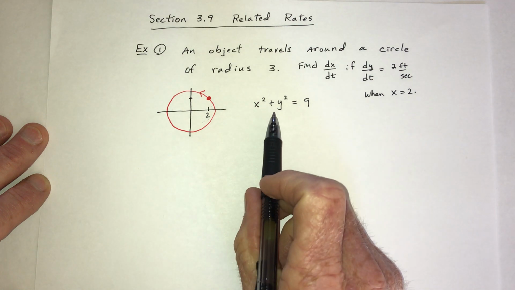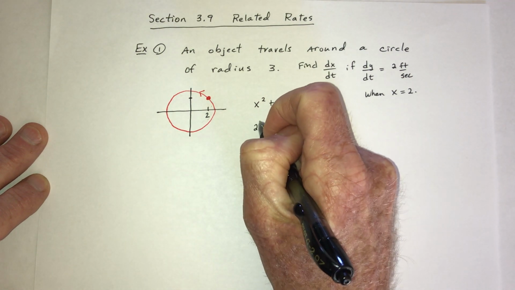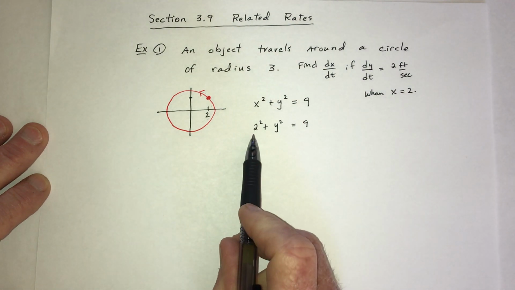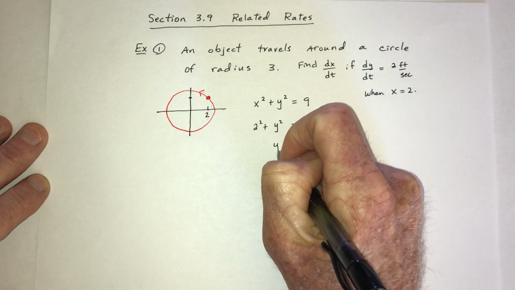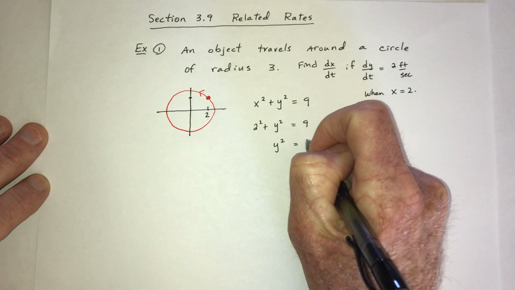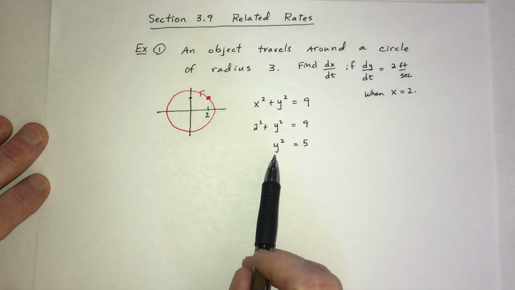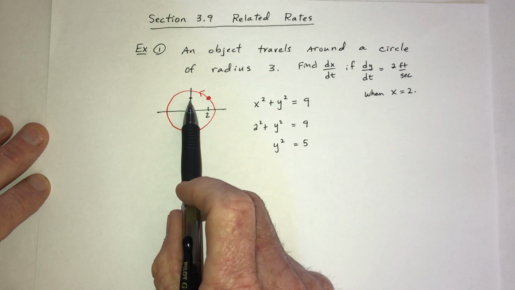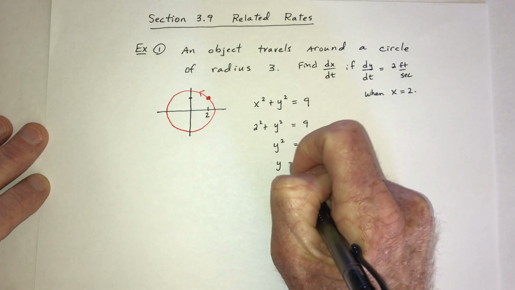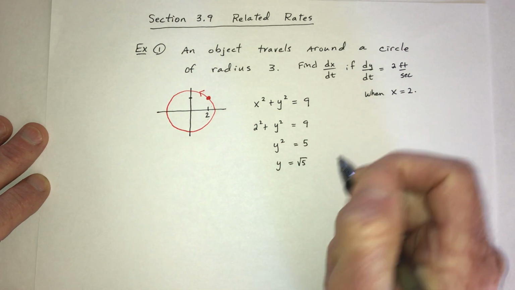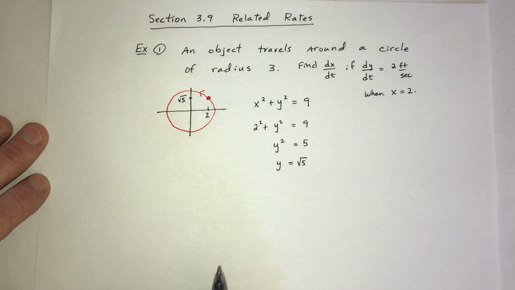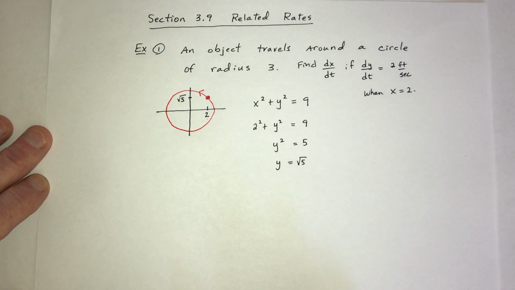So we could use this equation, plug in a 2. That would be 2 squared plus y squared equals 9. Subtract 4 from both sides. Y squared equals 5. And usually when you take the square root, you're supposed to put plus or minus. But right here, that y value is positive. So it's going to be y equals the square root of 5. At this time, there's no real reason to get a decimal for that. I'm just going to leave it as accurate as possible, the square root of 5.